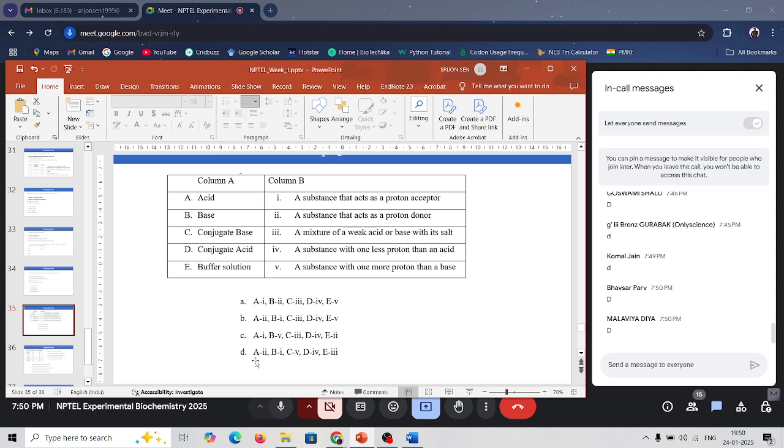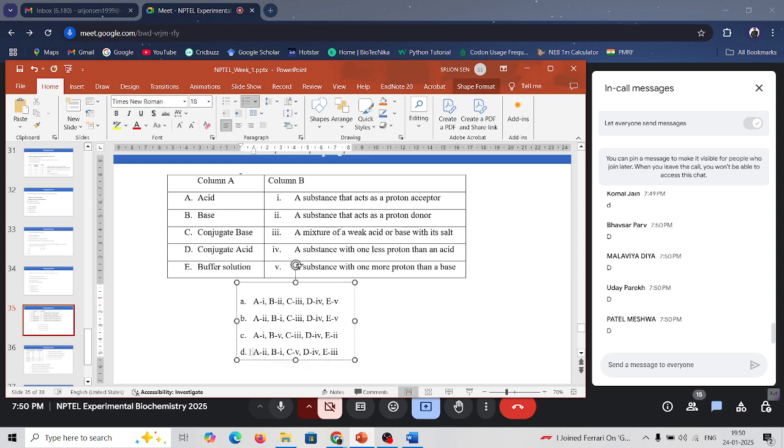Yeah, absolutely. So acid is a substance that acts as a proton donor. We have base, a substance that acts as a proton acceptor. Buffer, a mixture of weak acid or base with its salt. Conjugate acid is a substance with one less proton than an acid. And you have the conjugate base, a substance with one proton more than the acid. Fantastic, right?